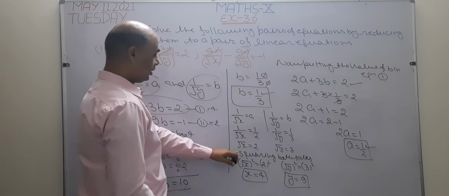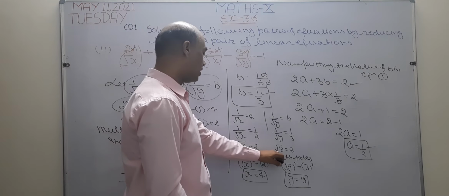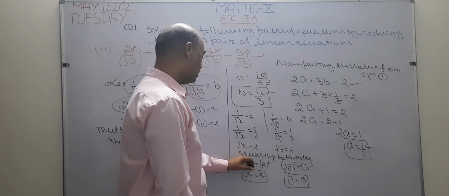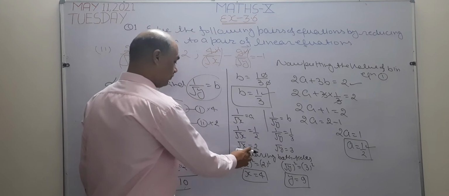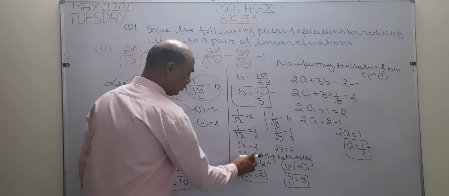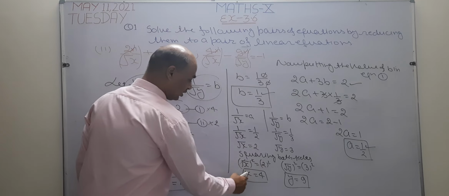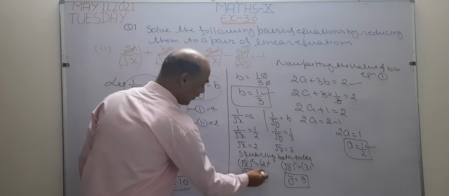Now see, both the terms have square roots. For removing the square root, we know we have to square both sides. So I write here squaring both sides. When I square both sides, this becomes root x square and this becomes 2 square. The square cancels the root. What is left? x. And square of 2 is 4. So the value of x becomes 4.